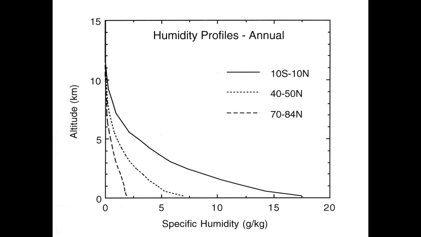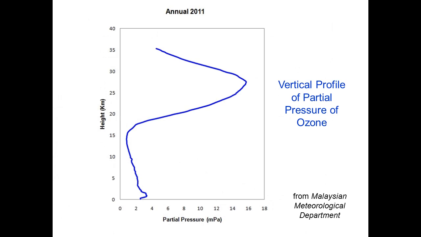Here one can see that in the tropics, 10 degrees north to 10 degrees south, water vapor decreases exponentially with height, being far less at 10 kilometers than it is near the surface. In the mid-latitudes, 40 to 50 degrees north in this case, one has a lot less water vapor. It too decreases approximately exponentially with height. And in very high latitudes, of course, you have less water, still also decreasing rapidly with height.